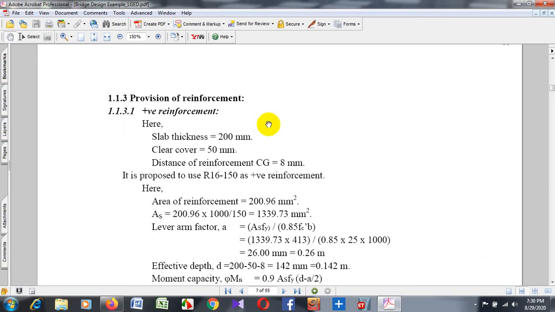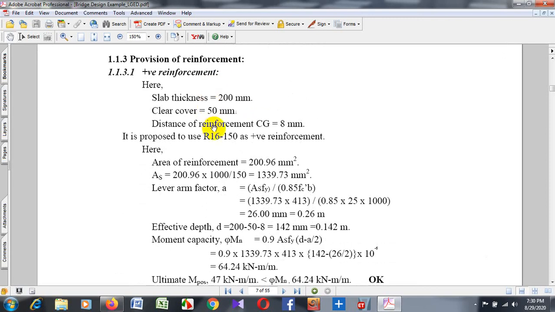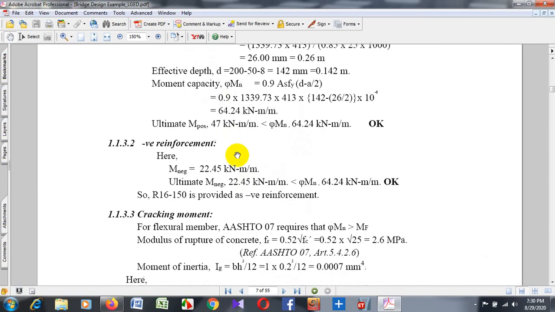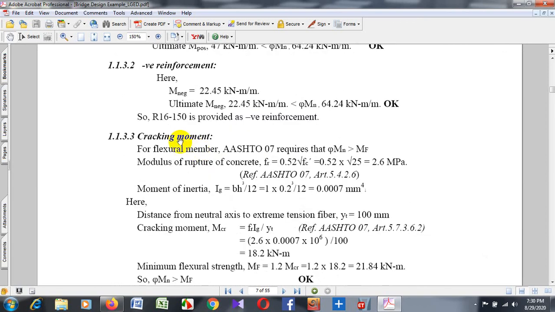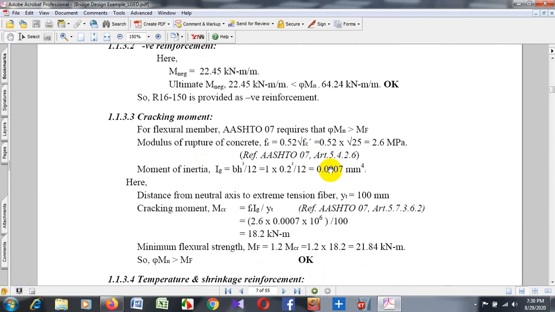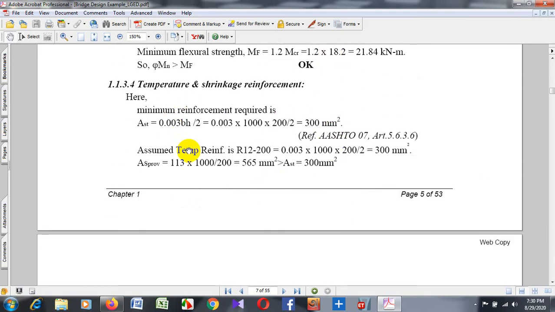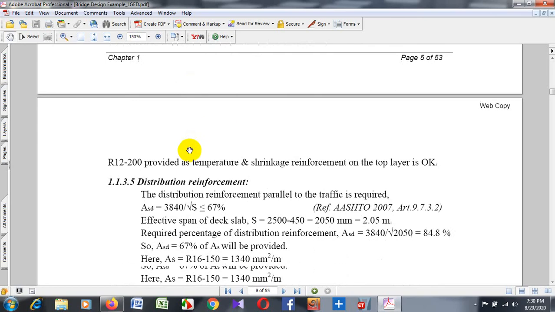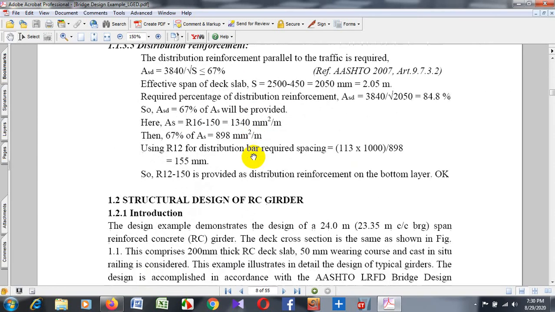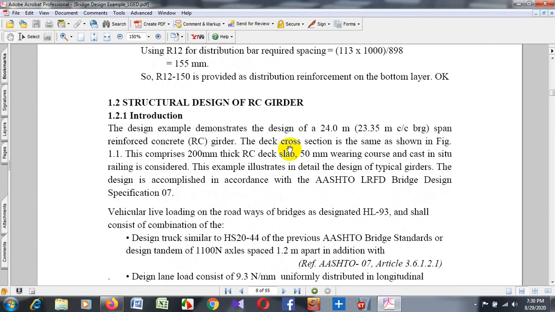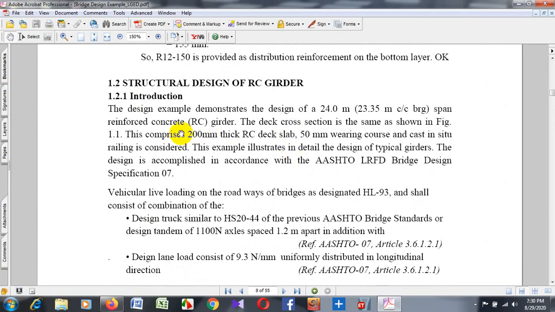Positive reinforcement should be calculated this way, and in a similar way, negative reinforcement. Finally, find out the cracking moments. Temperature and shrinkage reinforcement should be calculated, and distribution reinforcement. Structural design of RCC girder. These are the structural design of RCC girder.